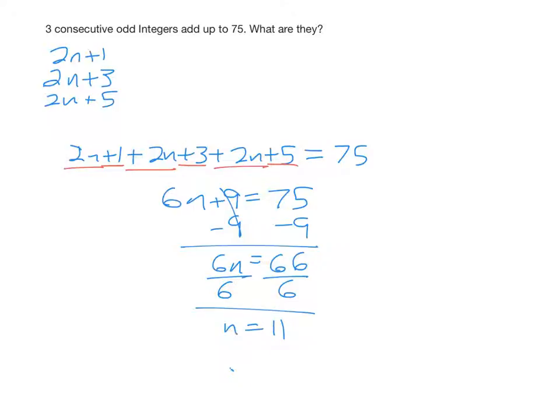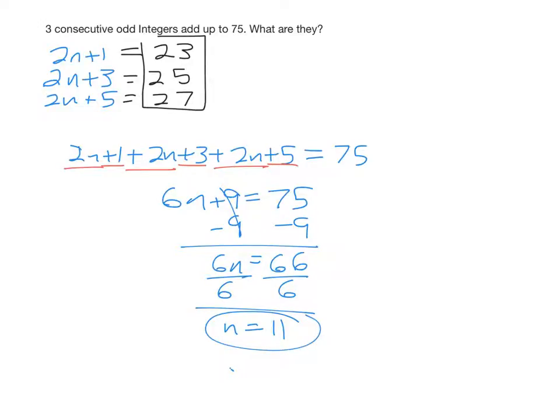But remember, we weren't just looking for n. We need that, and what we can do is we can plug that into our equations up here. So we get 2n plus 1. If n is 11, 2 times 11 is 22, plus 1 is 23. 2 times 11 is 22, plus 3 is 25. 22 plus 5 is 27. These are the three odd integers we were looking for.